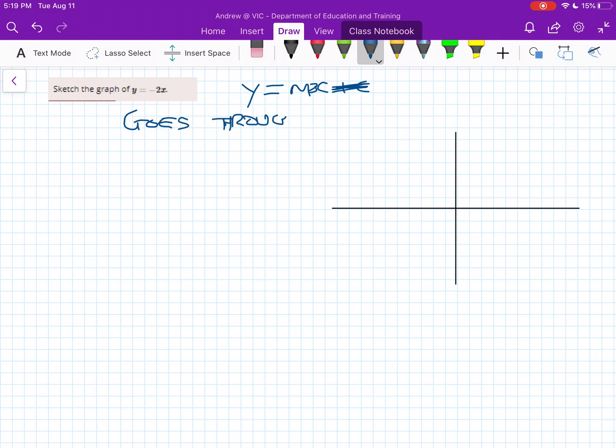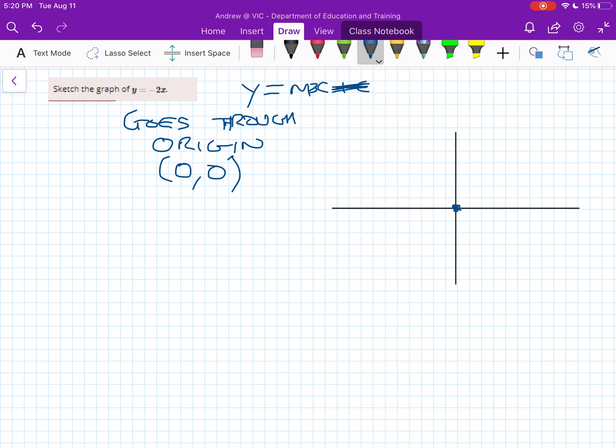So it goes through our origin, and the origin is 0, 0, so right in the middle of our graph there, okay? Because you can check and substitute x is equal to 0 and y is equal to 0, and it'll end up just giving you an answer of 0, okay? So it goes through the origin because we don't have that y-intercept there, okay?